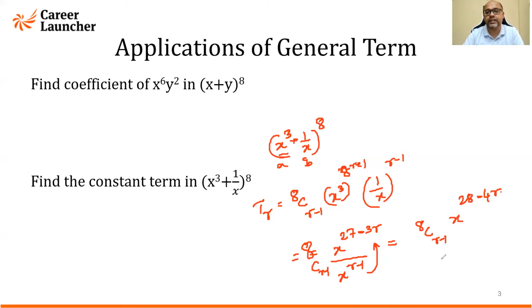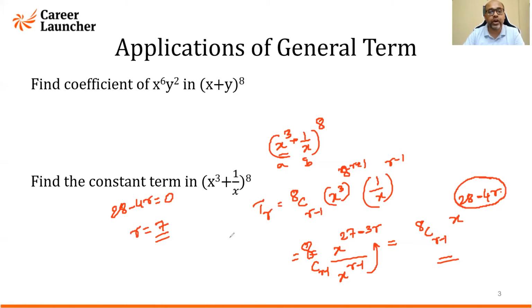Now if this term is independent of x, so I'm taking a general term and saying it is independent of x, which means x does not exist. What is the meaning of x not existing? The power is 0. So 28 minus 4r is equal to 0, or r will be equal to 7. So the seventh term is independent of x.